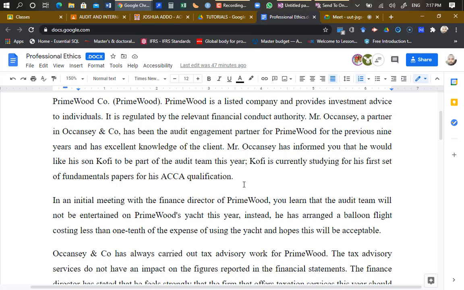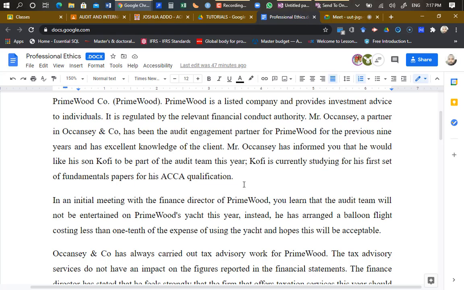And each team has a leader. The leader appropriately must be an audit partner. An audit partner is the highest position in the audit firm. If an audit partner is not there, then maybe an audit manager can be there. But appropriately, there should be an audit partner. For this particular engagement team, the team going to Primewood, the audit partner is Mr. Okansi. And he has been the team leader for the audit of Primewood for the past 9 years.